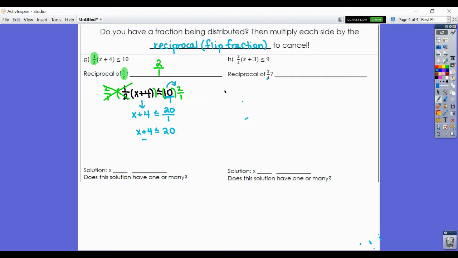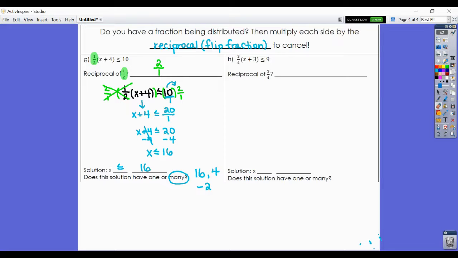Subtract 4 on each side. That way x is all by itself, and we get our answer to be x is less than or equal to 16. So again, we have many solutions because it's an inequality. Some solutions are 16, since it's equal to, 4, and negative 2, because it's everything less than or equal to 16.